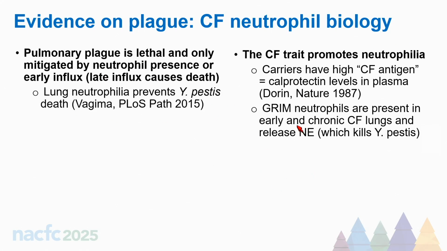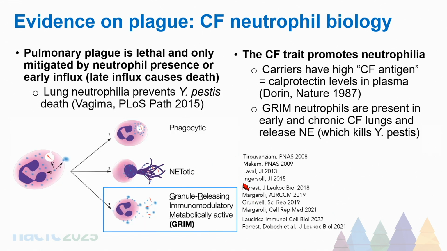And we know, this is work that I've done in my lab, that neutrophils in CF tend to acquire a really very novel fate, which we call GRIM. We are going to be describing that a little bit more tomorrow in workshop 22. But the idea is those cells survive. They release their granule proteins that are very toxic to pestis, and they promote self-renewing neutrophilia in the lung.